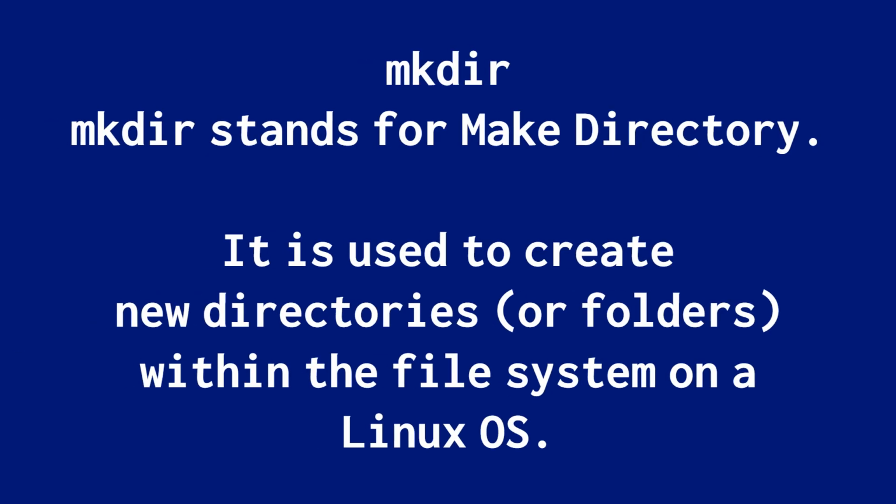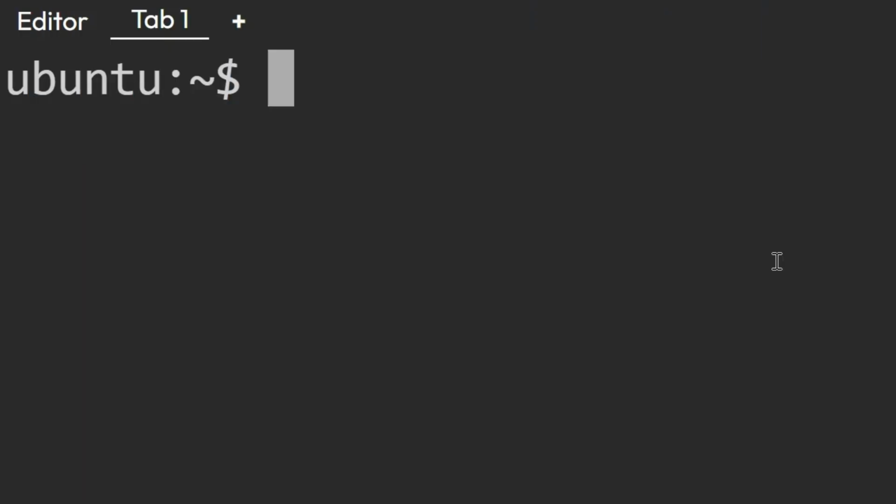The first command is mkdir followed by a directory name. So this command starts with mkdir, space, directory name. What is the purpose of this command? It is used to create a new directory, a folder, in the current location. Let's see how this mkdir command works in real time.